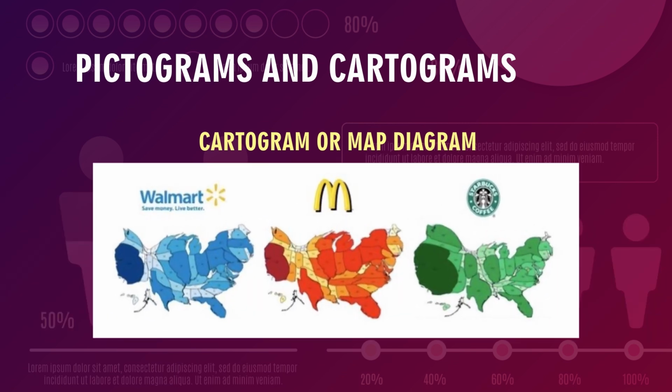So if you see this particular image, you will find that it shows what is the presence of McDonald's across the world, or what is the presence of Walmart across the world. So this can be very easily explained with the help of cartograms.